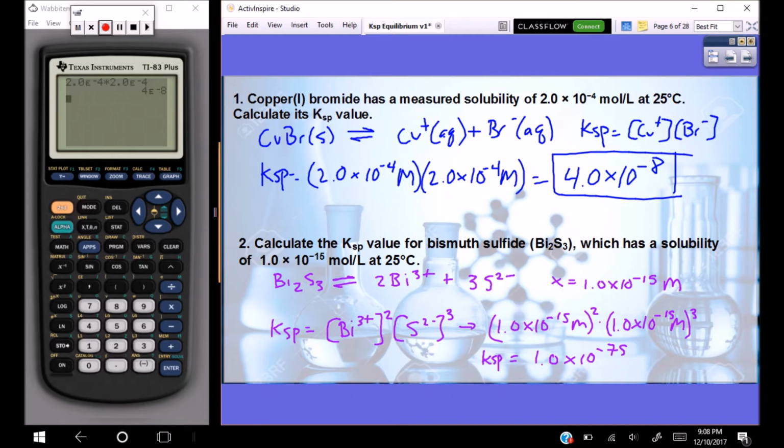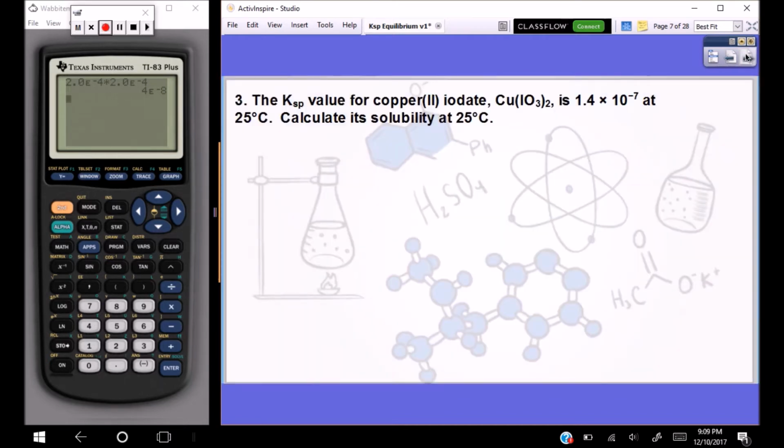So all in all, we end up getting 1.0 times 10 to the negative 75th, which is our KSP, which is really, really small. So not that much of this, you can tell just by the small number, actually dissolves very well. Okay, on to the next one.